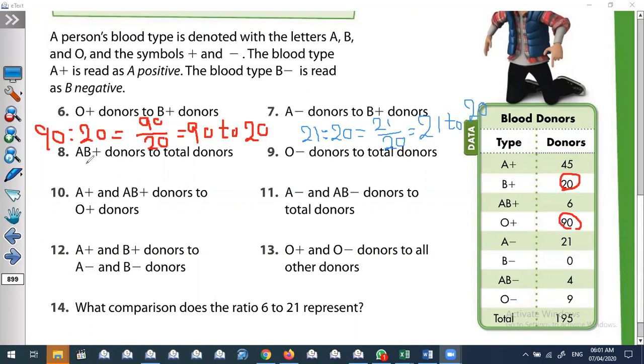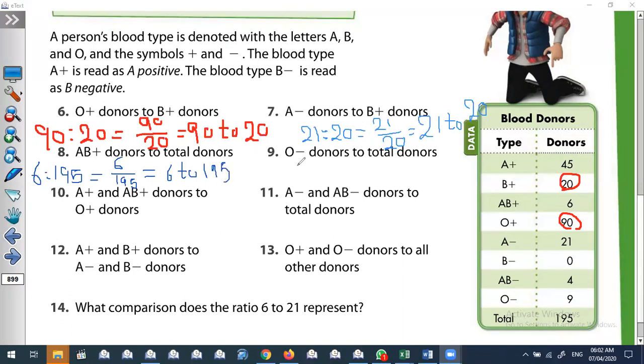The next one, AB positive to the total. AB positive is 6. The total is 195. This is the first way. The second way, fraction: 6 over 195. The third way is letters: 6 to 195. They are the same.